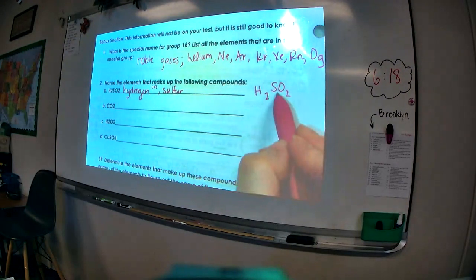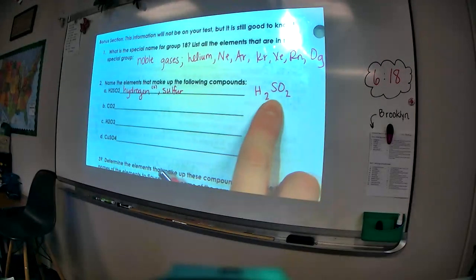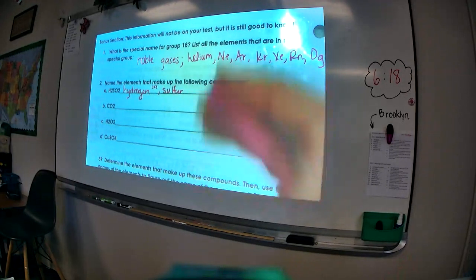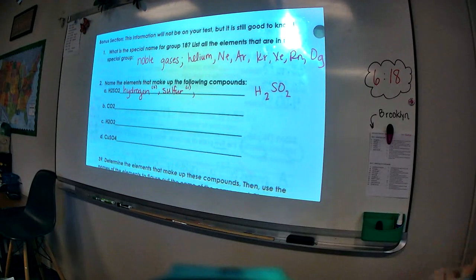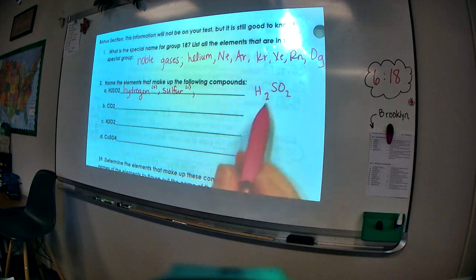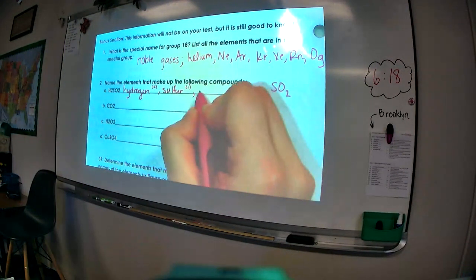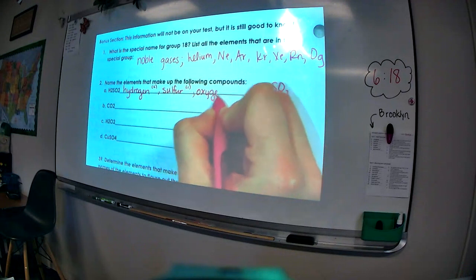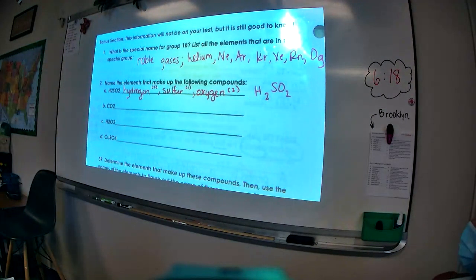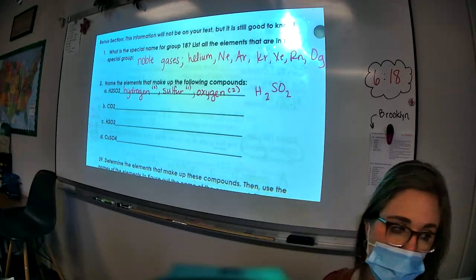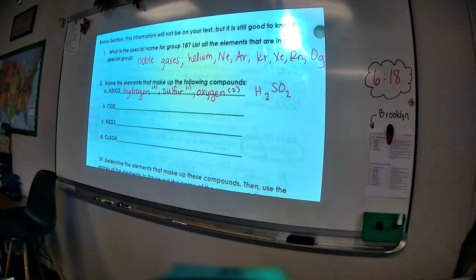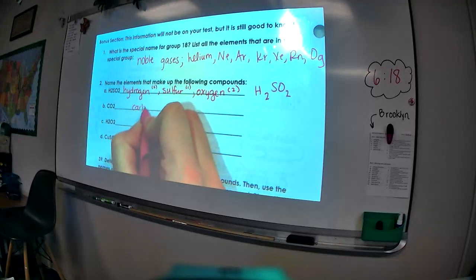Is there a 2 after the S here? So it's not 2. How many? If it were 0, it wouldn't be in the recipe at all. 1. Very good. If there's no number after the symbol, that means there's just 1 of that atom. Okay? And then the last one, Bella? Good. And how many atoms of oxygen? Very good. 2 atoms of oxygen. Okay? The next one, CO2. Connor? C is for carbon, we have 1.